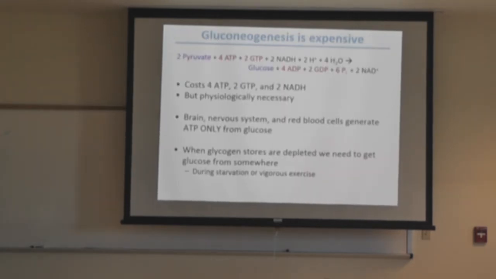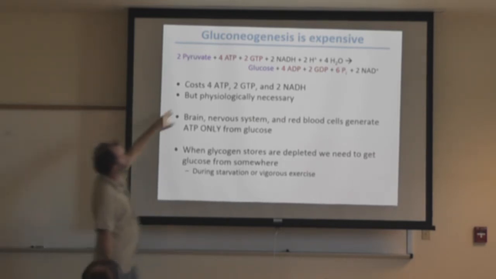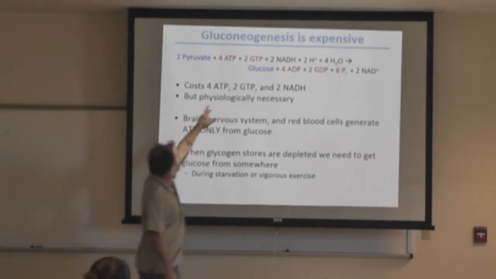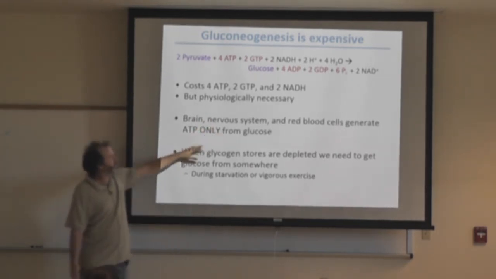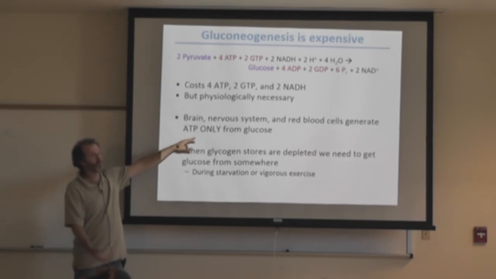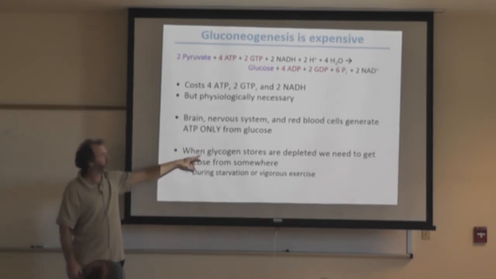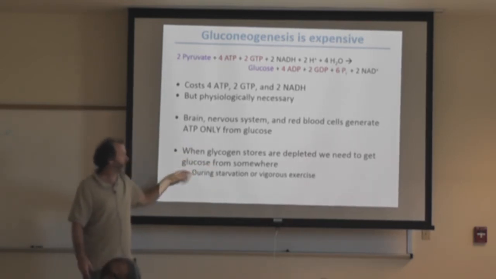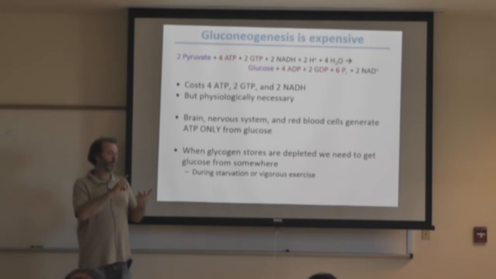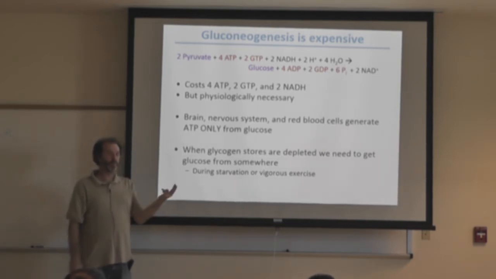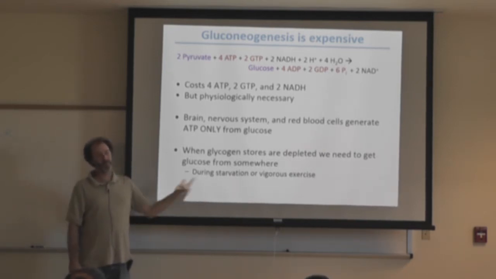Gluconeogenesis is expensive. It costs 4 ATP, 2 GTP, and 2 NADH, but it's physiologically necessary. The brain, nervous system, and red blood cells generate ATP only from glucose, so we have to have glucose around. When glycogen stores are depleted, we have to be able to make glucose. We can make glucose from amino acids, and from glycerophospholipids.